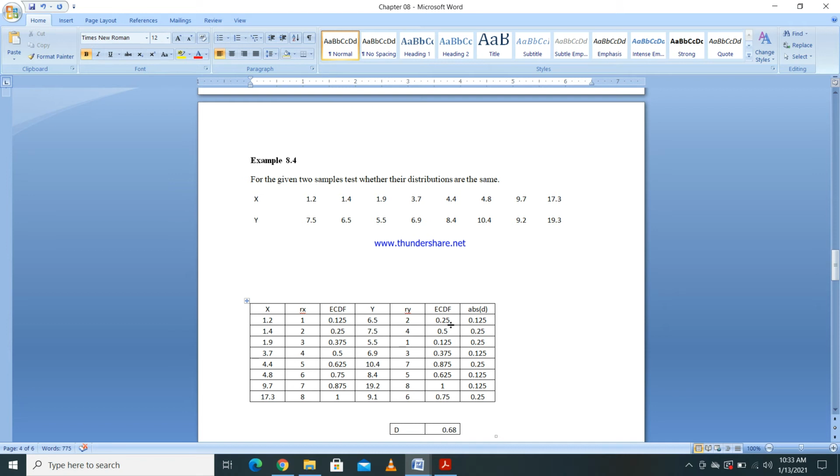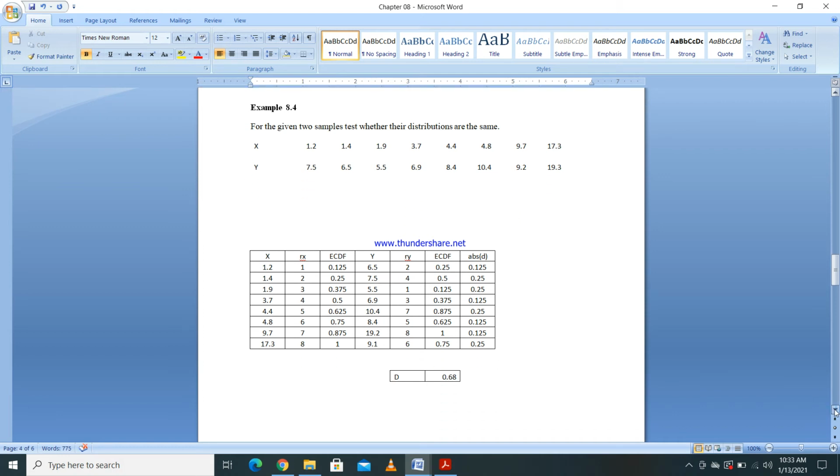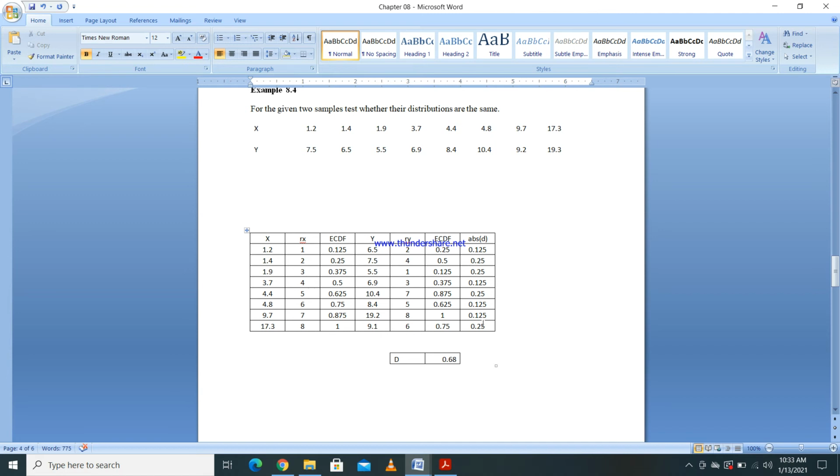For example, 0.125 minus 0.25, the absolute difference is 0.125. And after calculating the absolute differences, you have to check the maximum value of the absolute difference. You can see the maximum value of the absolute difference is 0.25. So that we have to highlight, that is the maximum. Well, that would be our test statistic.